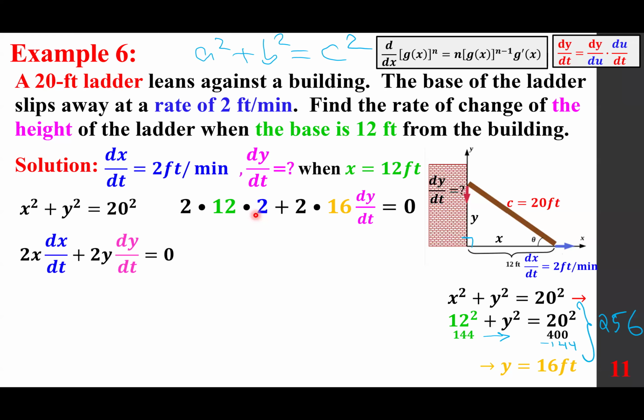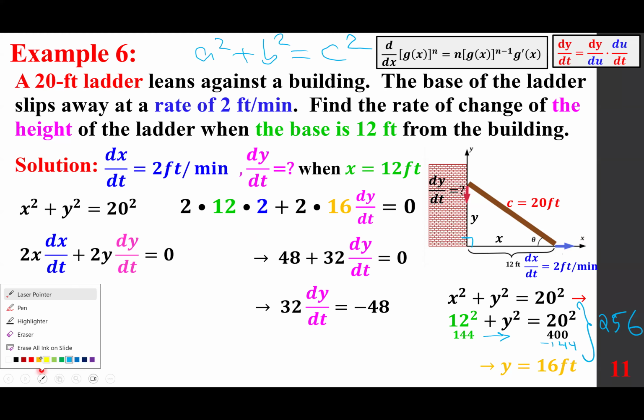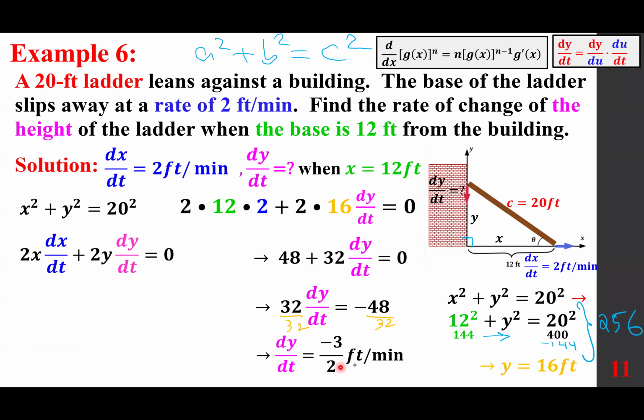2 times 12 times 2 is 48. 2 times 16 is 32. Move the 48, make it negative. Divide by 32. Both numbers are divisible by 16. Negative 3 halves, units of y over units of time. Negative 3 halves feet per minute.